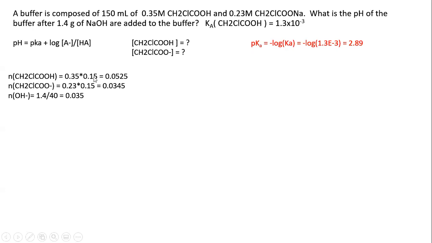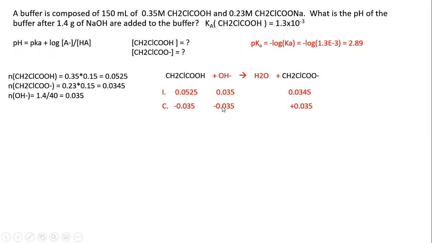So here we calculate the initial moles of weak acid, initial moles of weak base, and we find our moles of hydroxide, mass divided by molar mass. So we set up our ICE table. Notice how it's kind of flipped. Here the weak acid reacts with the strong base to form the conjugate base of the weak acid. Again, notice that the moles of strong base is less than the moles of weak acid, so our buffer is intact. So we're going to subtract the moles of strong base from the moles of weak acid and add them to the moles of the conjugate base.